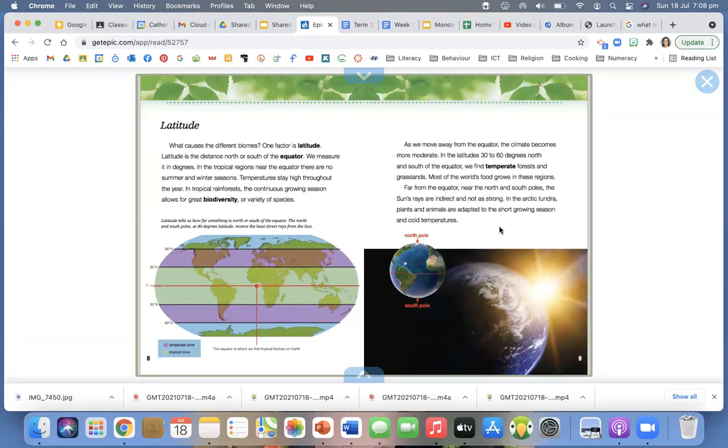Far from the equator, near the north and south poles, the sun's rays are indirect and not as strong. In the Arctic tundra, there we go, there's that word tundra I was talking about on Monday. So tundra must be talking about the North Pole and the South Pole, the Arctic and the Antarctic. In the Arctic tundra, plants and animals are adapted to short growing seasons and cold temperatures. So that actually makes sense. If I think about my prior knowledge, you don't really get many plants or living things growing in the Arctic regions. You would get animals, but definitely animals that have been adapted to those environments.